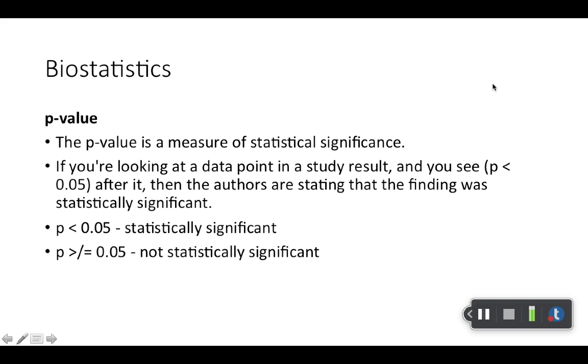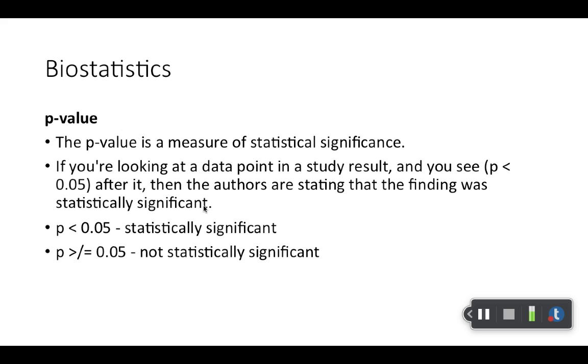All right, changing gears a little bit. Again, like this whole presentation, the P-value. You hear a lot about the P-value. The P-value is a measure of statistical significance. So you're looking at a data point in a study, you'll see these P-values in parentheses. There'll be P, and they'll have less than, equal to, or greater than after it. Then the authors are stating that the finding was statistically significant.